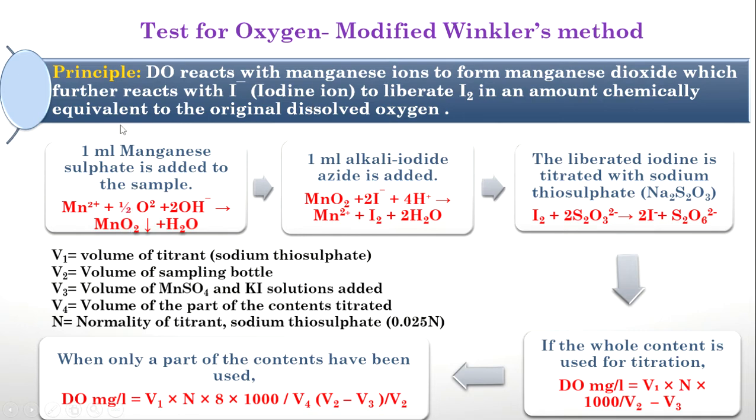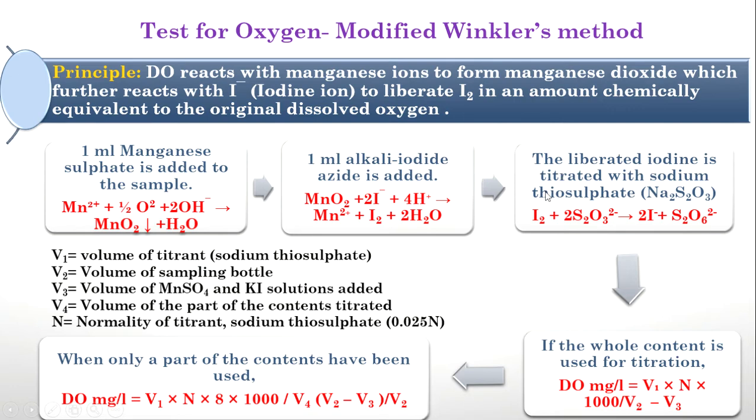The reactions are given here. First we will add the manganese sulfate. At that time what will happen is the manganese sulfate has manganese ions in it. Those ions react with the dissolved oxygen in water to form manganese dioxide. In the second step we will add alkali iodide azide into the sample. This manganese dioxide which is already formed reacts with the iodide ion and releases free iodine.